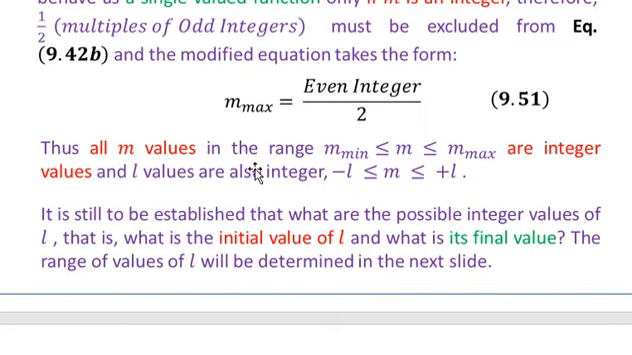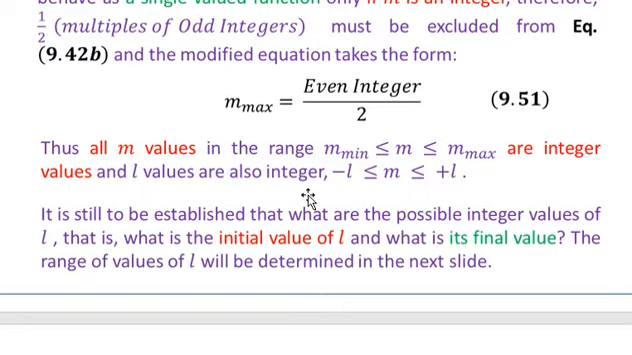So thus all m values in the range, that is m is greater than or equal to m minimum and less than or equal to m maximum, are integer values. And L values are also integers, of course, because M is bounded. M has a maximum value and a minimum value which were set equal to plus L and minus L in one of the previous slides.